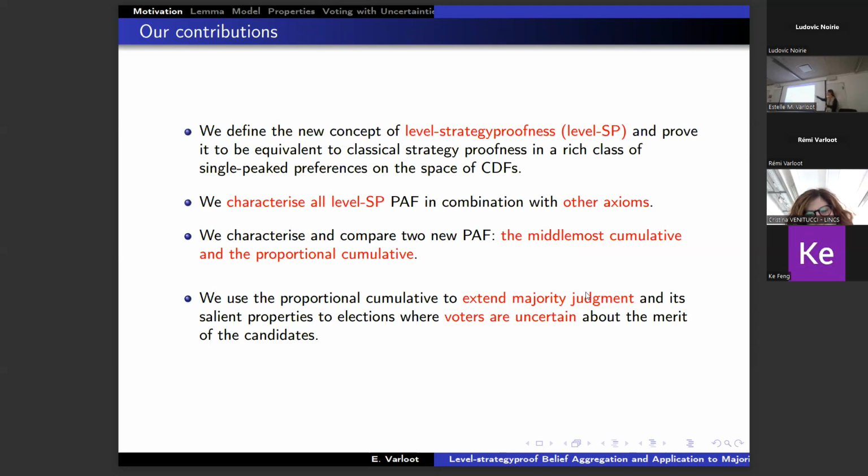I'm going to give 2 examples of mechanisms that are natural and you probably would consider using. And then we're going to use one of the 2 to extend majority judgment, which is this voting system you may or may not have heard of. I will be defining it anyway.